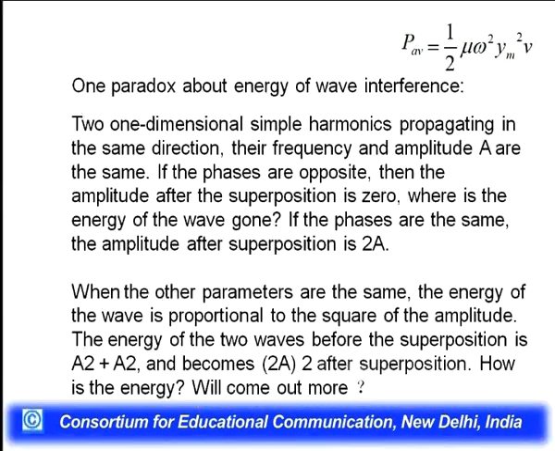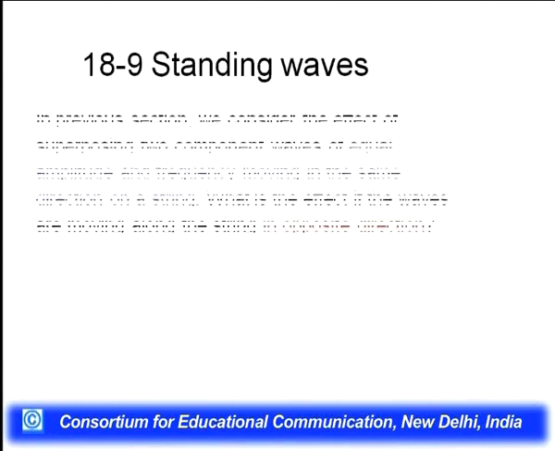When the phases are the same, after superposition we get the maximum amplitude, which will be 2A. When the other parameters are the same, the energy of the wave is proportional to the square of the amplitude, and the energy of the two waves before superposition is A squared plus A squared. After superposition it becomes 2 times. How does the energy come out more? Energy can be neither created nor destroyed. So at maximum intensity we get the interference.